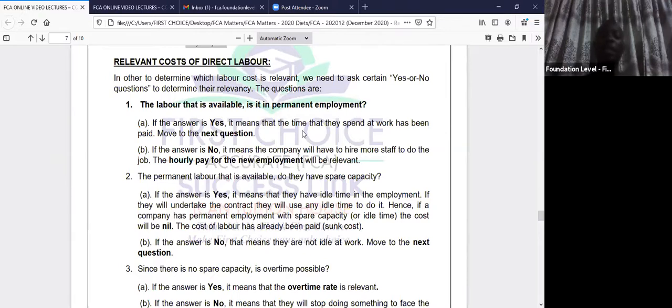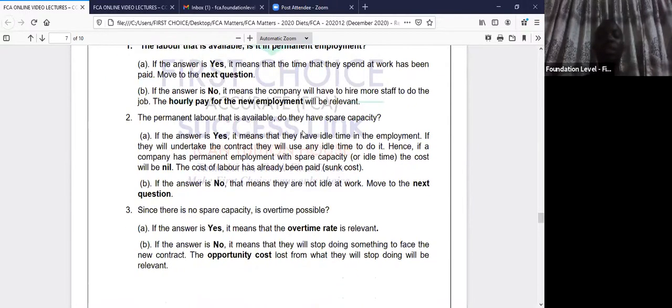Now, let's say you answered no. It means your permanent laborers do not have spare capacity. It means they are never idle at work. It means that when they come to work 9 to 5, they are working at that time. Perhaps the only time you see them not working is when they leave for their break. So you cannot count break as idle time. No, they need break. Maybe that 1 hour, 30 minutes, they need it. But apart from break time, they are not idle. There is no spare capacity. You move to the next question.